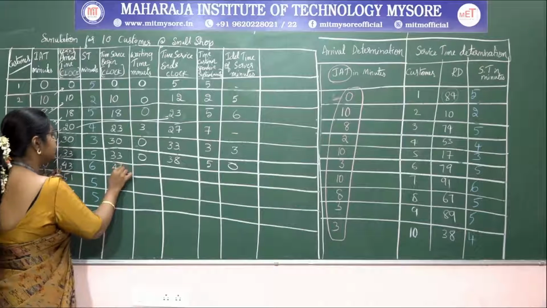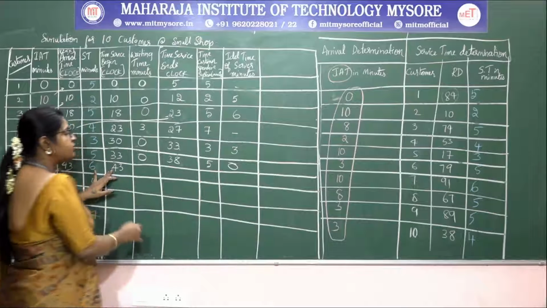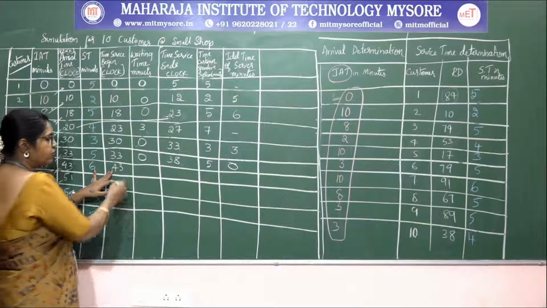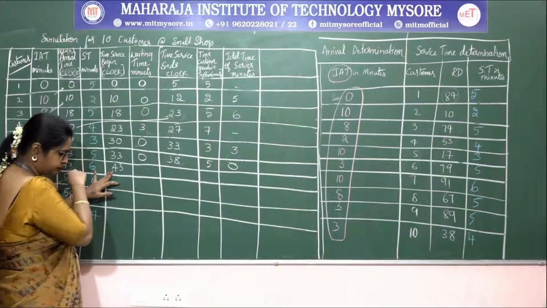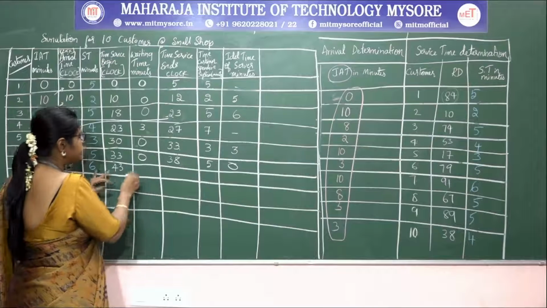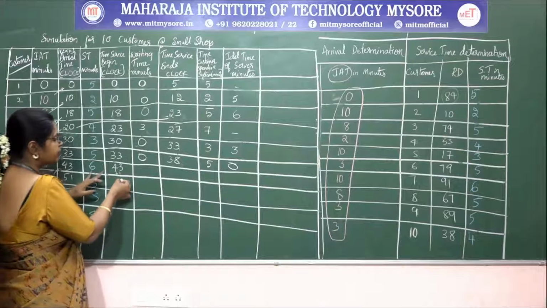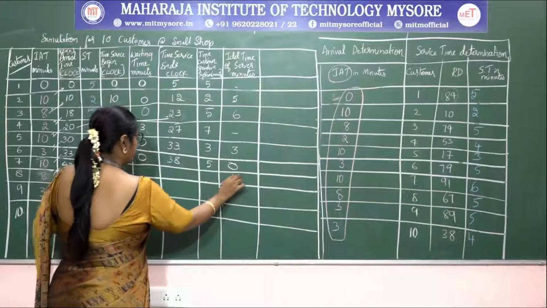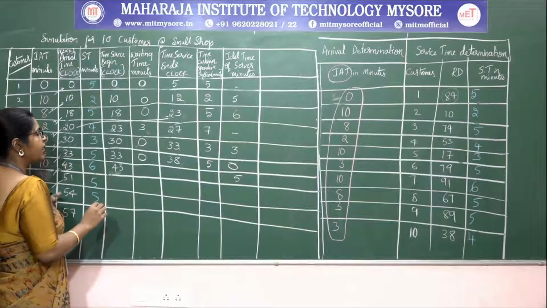Next customer arrives at 43 minutes, but the previous customer has completed his work by 38 minutes itself. So the service starts at the 43rd minute. Therefore, for how many minutes will the server be idle? 43 minus 38, that is nothing but 5 minutes. The server will be idle for 5 minutes.